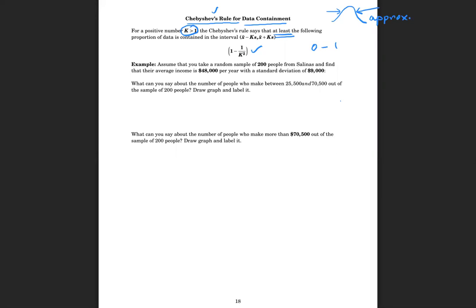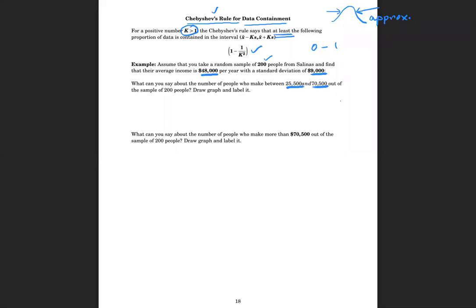Now, let's assume that you take a random sample of 200 people from Salinas and find that their average income is 48,000 per year with a standard deviation of 9,000. It's exactly the same problem as the last one, except this time I don't tell you that it's bell-shaped. So you don't know whether it's normal, and you cannot assume so unless you have knowledge or are told explicitly that the data is bell-shaped. In this case it is not bell-shaped; it could be something else. What can you say about the number of people who make between 25,500 and 70,500?